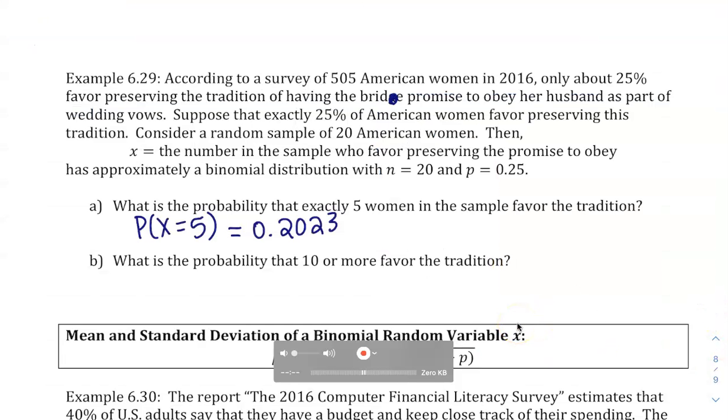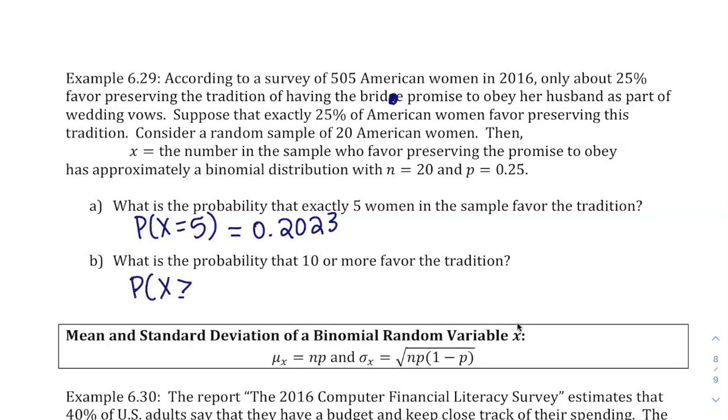What's the probability that 10 or more favor the tradition? So here, the only thing that you have to decide is if you put the little bar underneath your inequality sign. So do we include 10? It's 10 or more, so yes, we include 10. So we're looking for greater than or equal to 10. Some of the questions in your homework, you do need to pay attention. Less than means that you would not include that number, so you would not have the little bar. Less than or equal to, then you would put the little equal to.